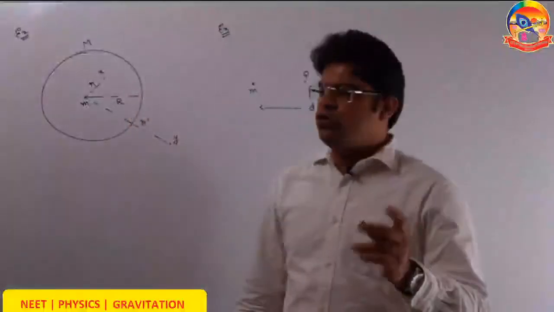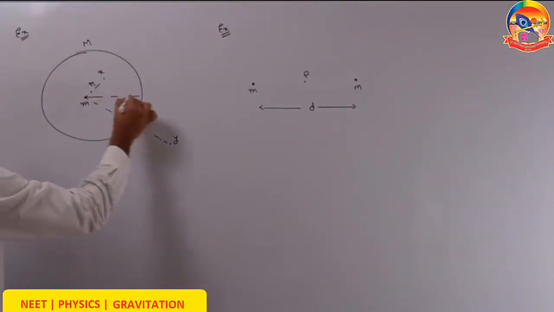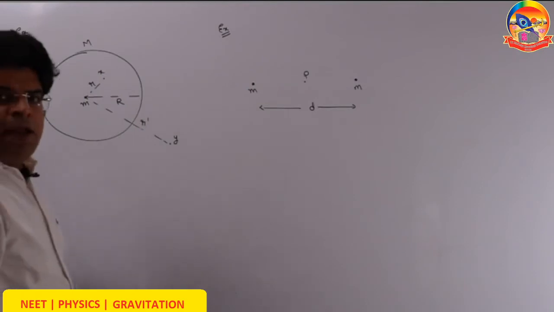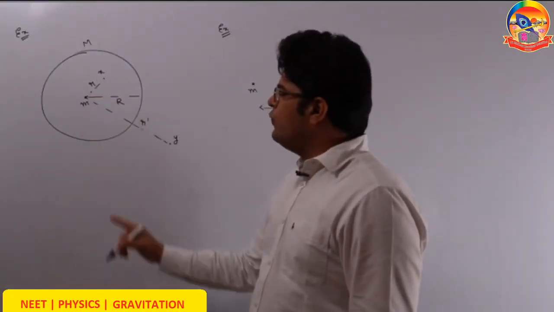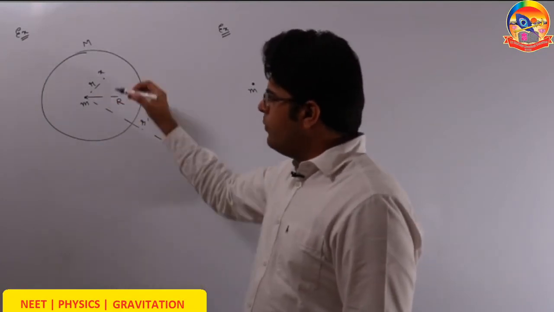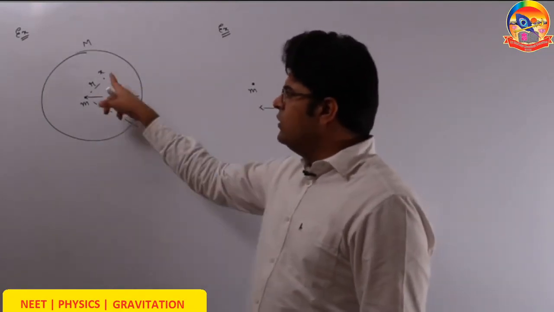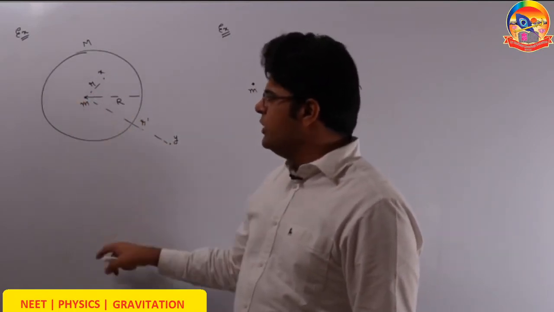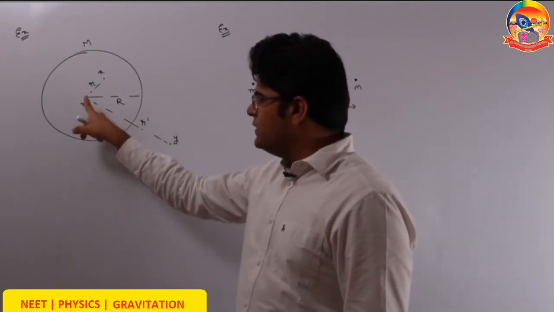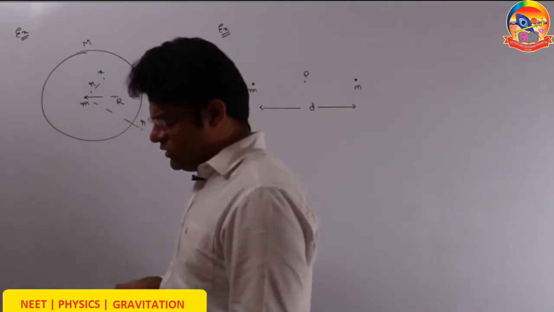So let's do two simple examples. First example: we have a shell of radius R having mass capital M, and at the center of the shell we have placed a mass small m. We need to find the field and potential at points x and y, which are inside and outside the shell. The point x is at distance small r from the center, where the mass small m is placed, and the point y is at distance r dash outside, where r dash is the distance from the center.